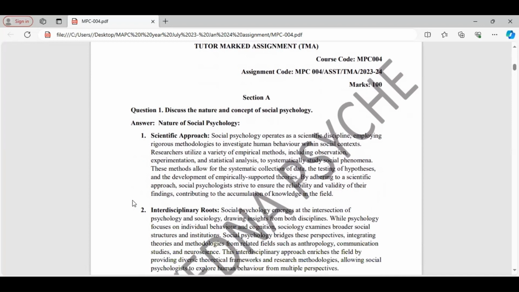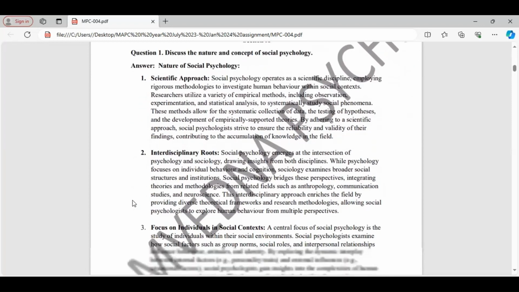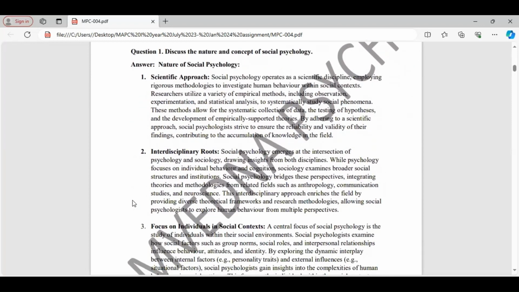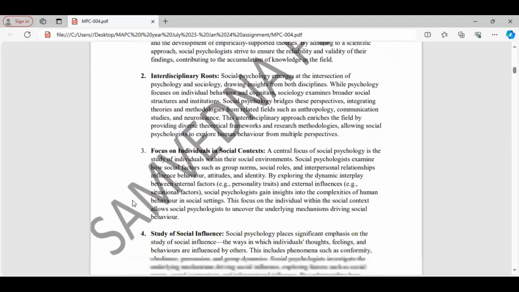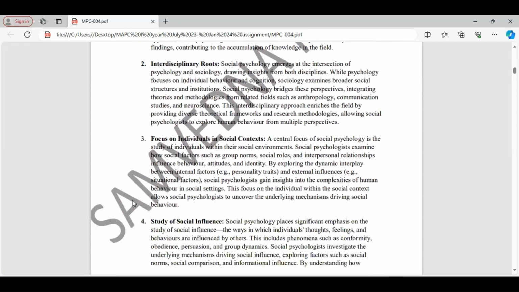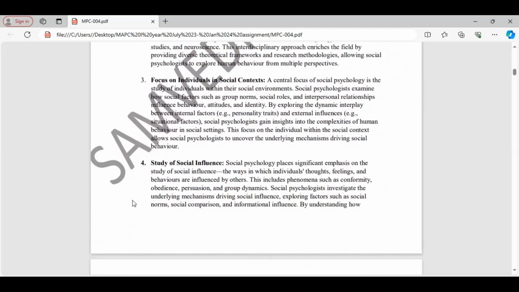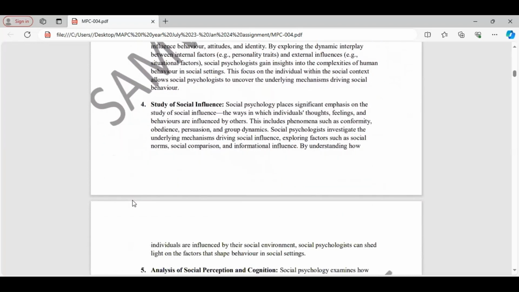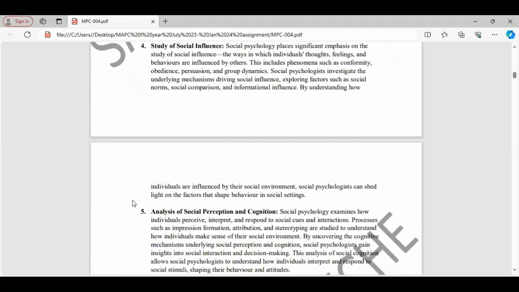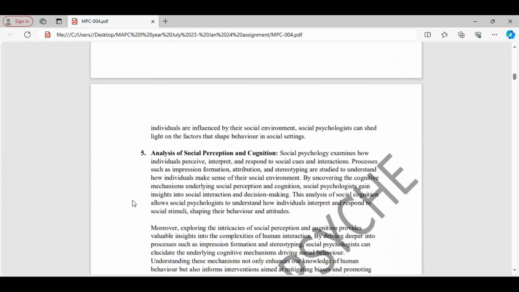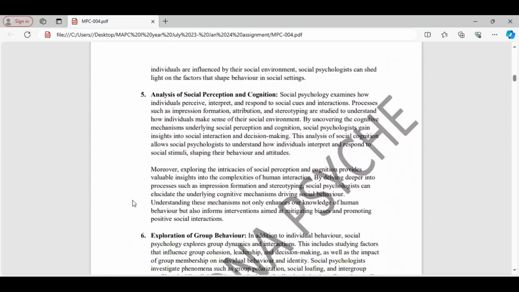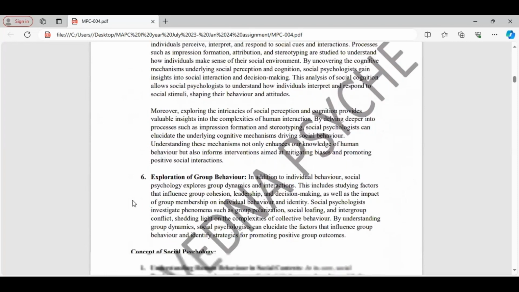It's scientific in approach. It has interdisciplinary roots. It focuses on individuals in different social contexts. It studies the influence of society or social influence on the individual. It analyzes social perception and cognition. And finally, it helps in exploration of group behavior.